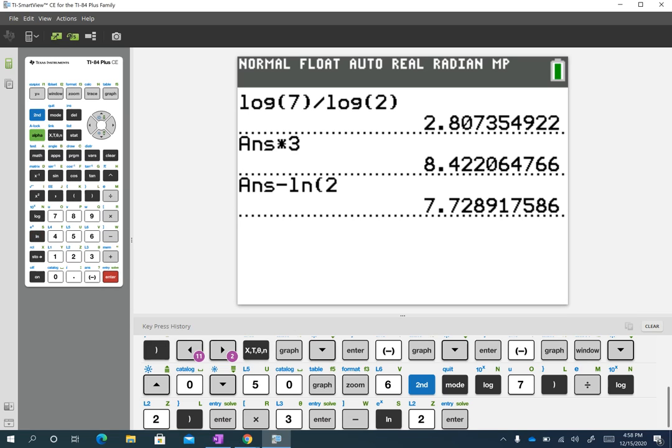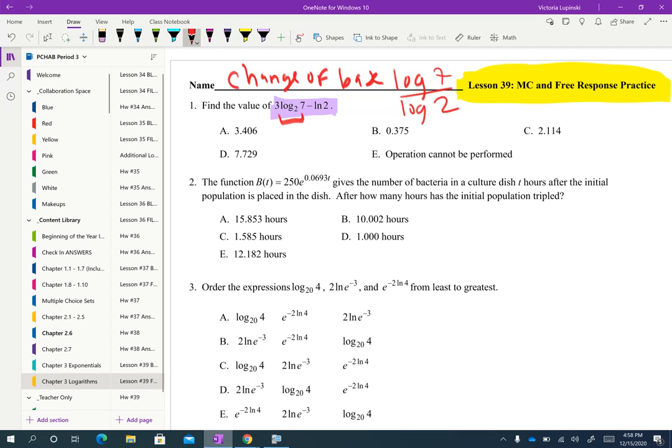Now, just to be clear, you could have done that all in one step using parentheses and just making sure that you type things in exactly. My personal preference is kind of to do it one step at a time, but not rounding any of the answers until the final step. So 7.729 is what I would get if I rounded it. Let's go back and hopefully that is one of the answers. And it looks like the answer is going to be D, 7.729.